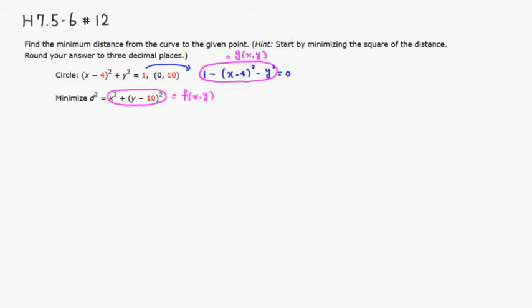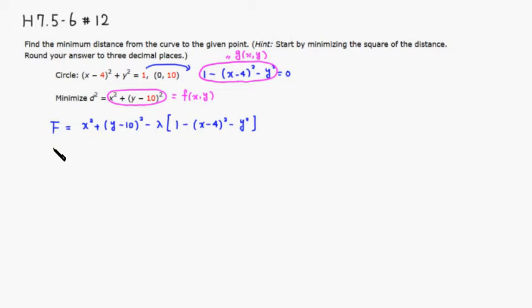So let's formulate capital F. Capital F is equal to f of x, so it's x squared plus y minus 10 squared minus lambda times, and I'm just going to put a bracket, 1 minus quantity x minus 4 squared minus y squared.